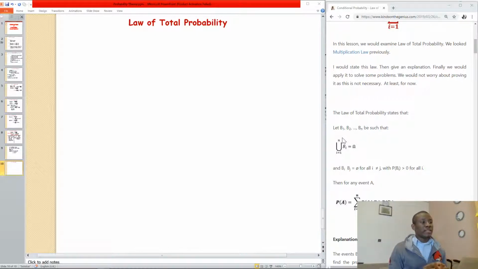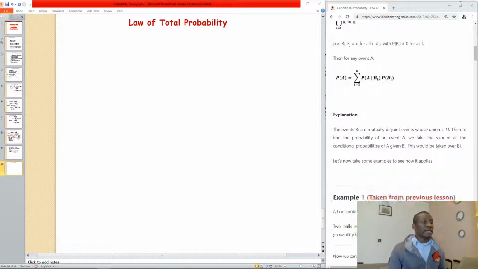And for all i, the probability of Bi is greater than 0, meaning that these events are not empty sets or empty events. They have a likelihood of occurring. For any event A, the probability of A is equal to the summation of the conditional probability of A given Bi times the unconditional probability of Bi.